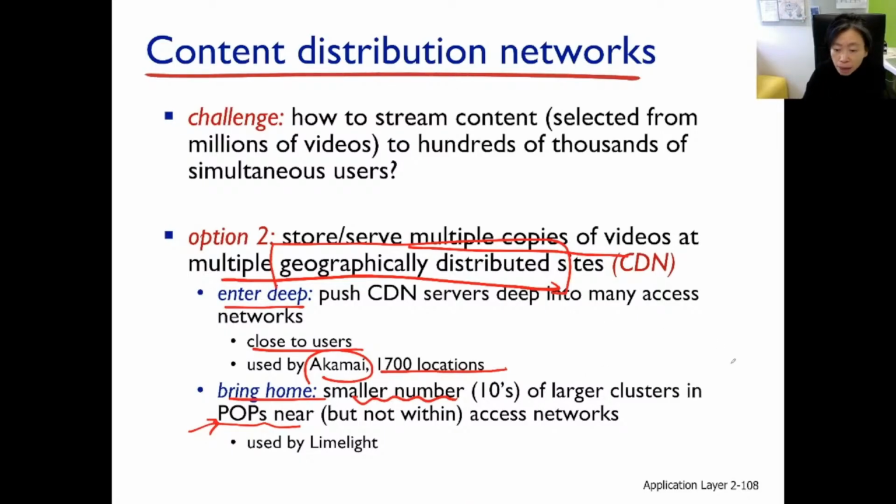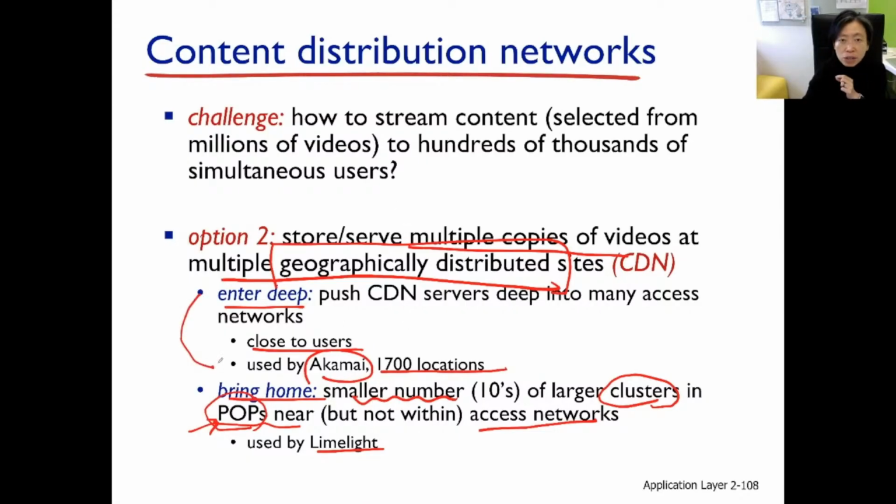Instead of calling them sites, they are called clusters. So the physical infrastructures will be formed by server clusters. Few of these clusters interconnected through the POPs, the Internet Exchange Points. So they did not go deep into the access networks. Limelight, this is a cheaper CDN service, offers bring home CDNs. Now, so you see a little bit also advantages and disadvantages of the two models.